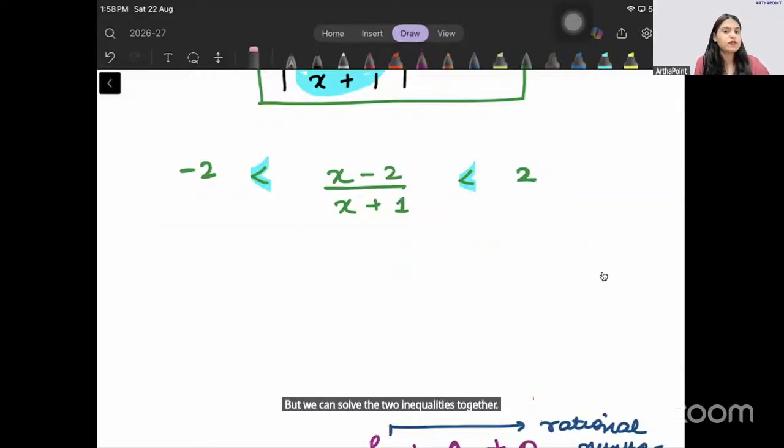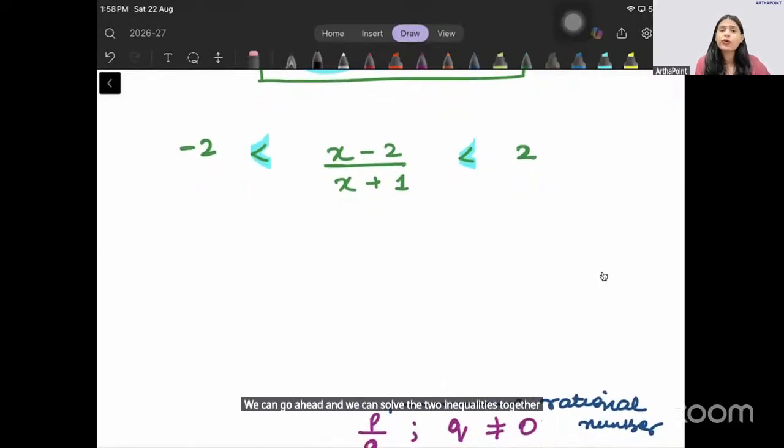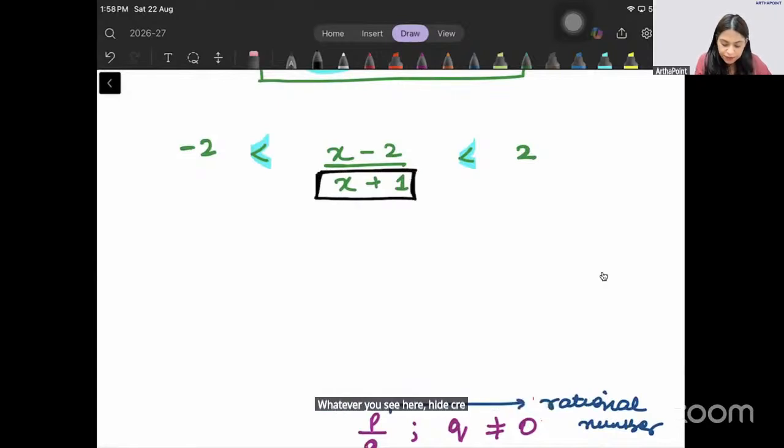हमें अलग अलग solve करने का जरूरत नहीं है. We can go ahead and we can solve the two inequalities together. So how can I go ahead and do that? Whatever you see here, ये देख रहे हो ये x plus 1. You can multiply on both sides at the same time.